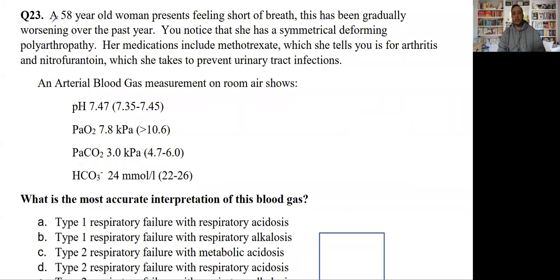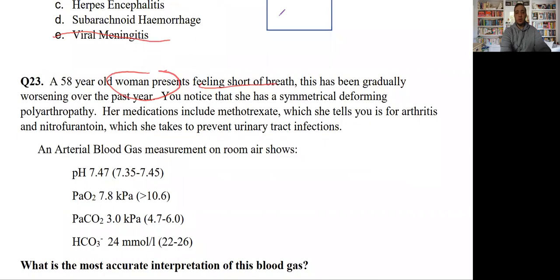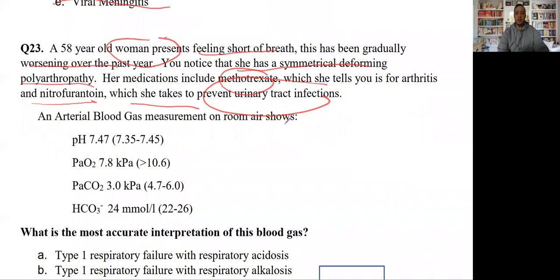Question number 23. Here we have a 58-year-old woman. She presents with feeling short of breath, and this has been gradually worsening over the past year. You notice that she has symmetrical deforming polyarthropathy. Her medications include methotrexate, which she tells you is for arthritis, and she's most likely taking nitrofurantoin to prevent urinary tract infection. An arterial blood gas measurement on room air shows pH 7.47.